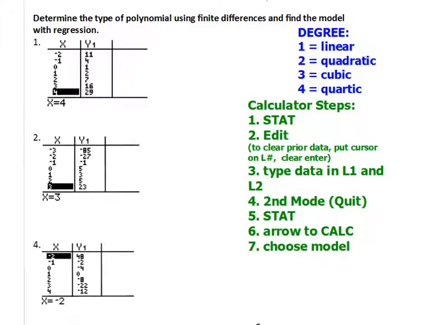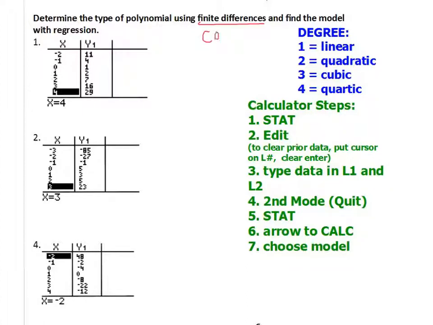So today we're going to find the polynomial model, which is the best fit curve. And we have four choices for our model. It could be a line, it could be quadratic, it could be cubic, or it could be quartic. And we're going to do finite differences to determine, for this list of data, what type of model it is.